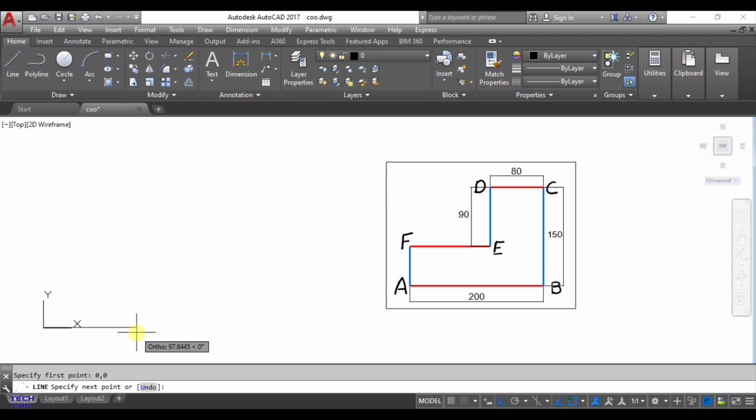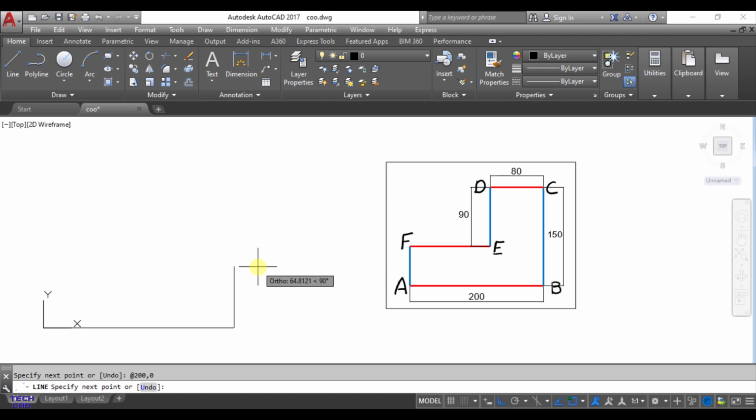Now you are going to make the AB line. In the relative coordinate system, you have to give the coordinates of B point with the help of the at the rate symbol. So in the command line bar, you write at the rate and then the coordinates of point B. Now B point coordinates are 200, 0. So your line has been made like this. What is the importance of this at the rate? When you use at the rate in the command line bar, the previous point becomes the origin.